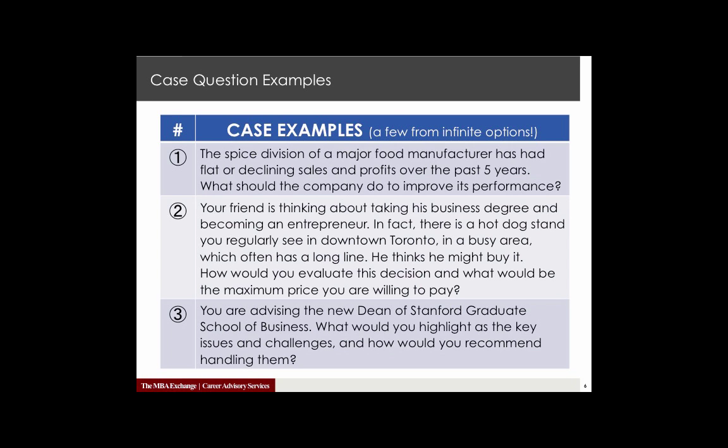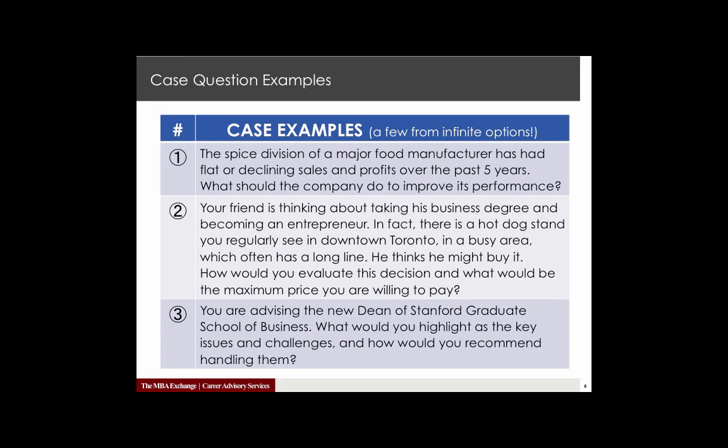A second type of a question. Your friend is thinking about taking their business degree and becoming an entrepreneur. In fact, there's a hot dog stand that they regularly see in downtown Toronto. It's in a busy area, often has a long line. Your friend thinks maybe they should buy it. How would you evaluate this decision, and what would maybe be the maximum price that you would want to pay?